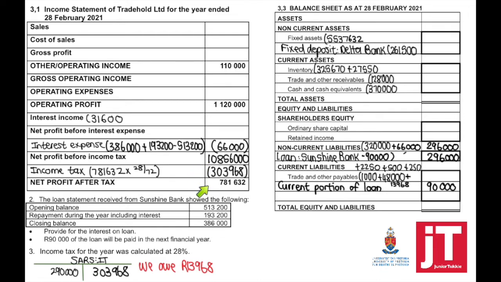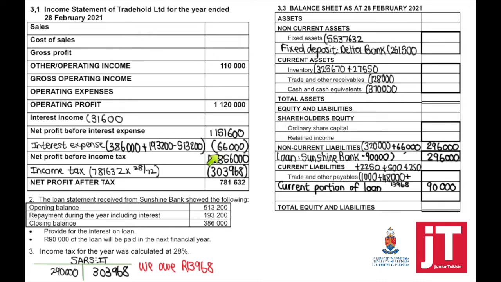Now, before we go on to the next adjustment, we can calculate the net profit before income tax. We can take the net profit after tax plus the income tax equals, or you could have said the net profit after tax times 100 divided by 72. We've calculated the net profit before income tax.